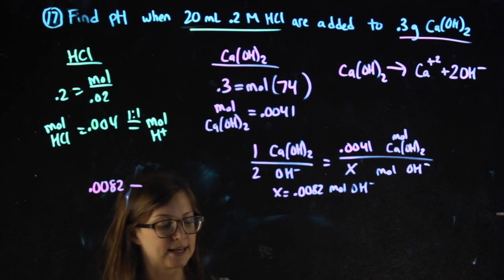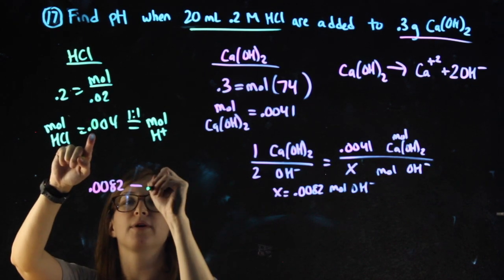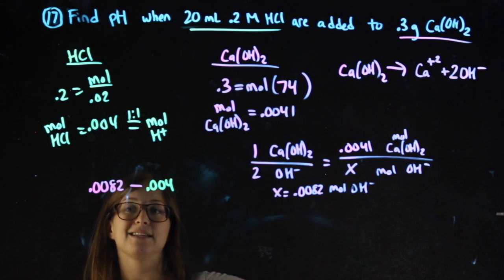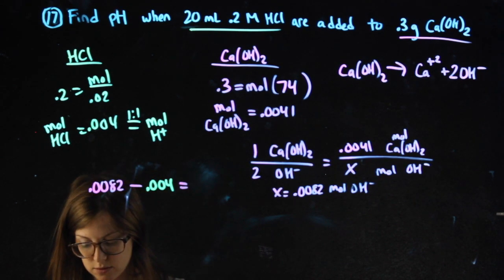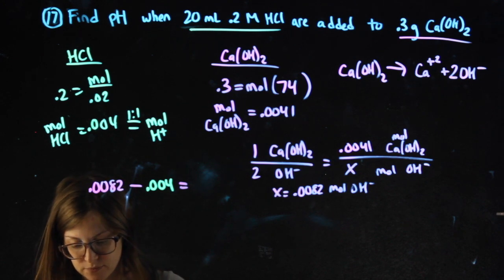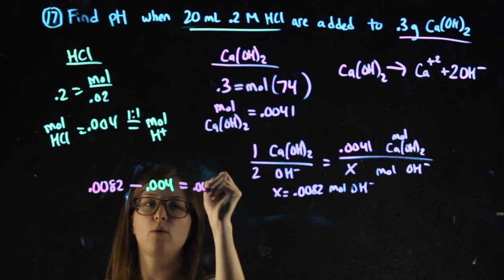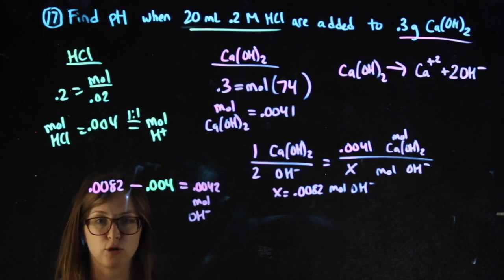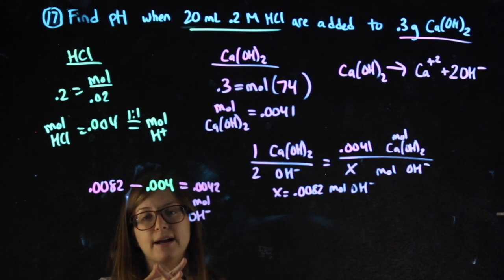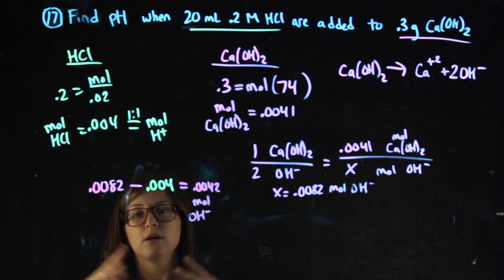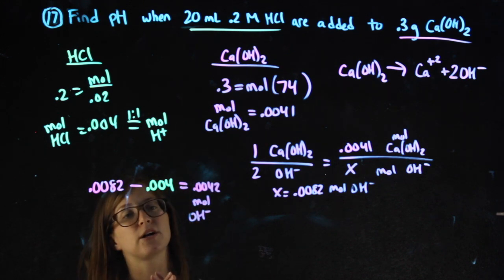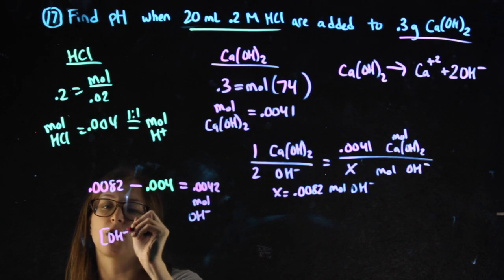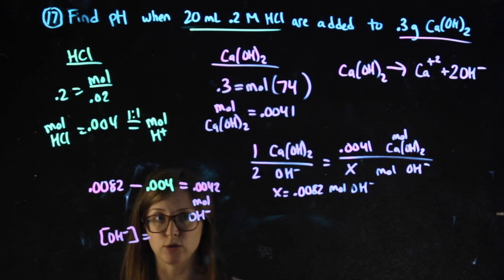I can subtract out the part that would react with the 0.004 moles of hydrogen and see that I end up with 0.0042 moles of hydroxide left over. I still combined this acid and base, so I still am going to want to find molarity using total volume. It's just the molarity I'm going to find has to be of hydroxide because that's what I have the extra moles of.